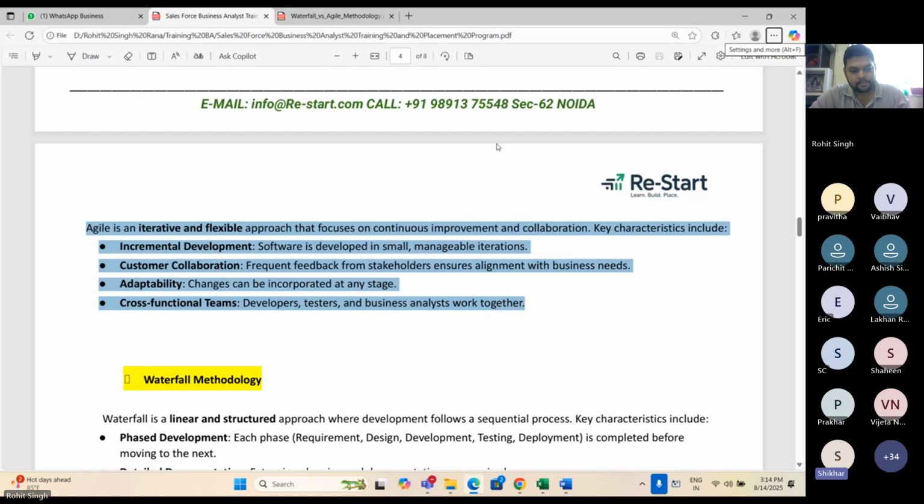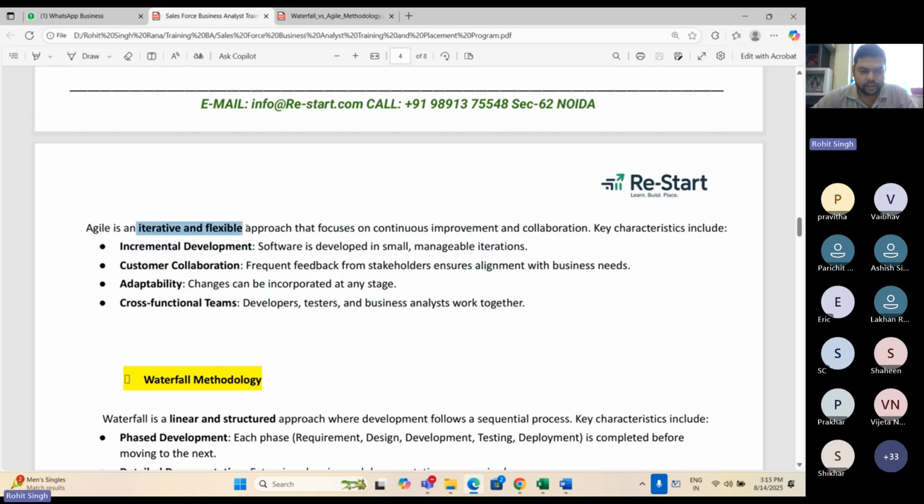Agile is an iterative and flexible approach that focuses on continuous improvement and collaboration. Key characteristics include incremental development: software is developed in small, manageable iterations. Customer collaboration: frequent feedback from stakeholders ensures alignment with business needs. Adaptability: changes can be incorporated at any stage. Cross-functional teams: developers, testers, and business analysts work together.